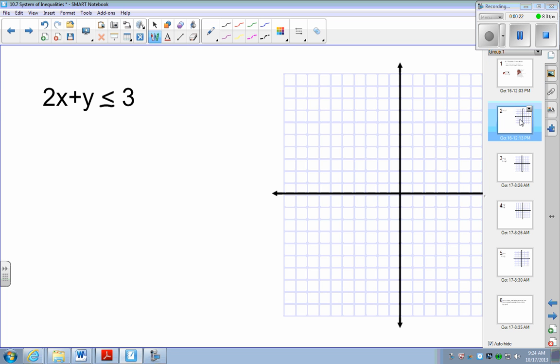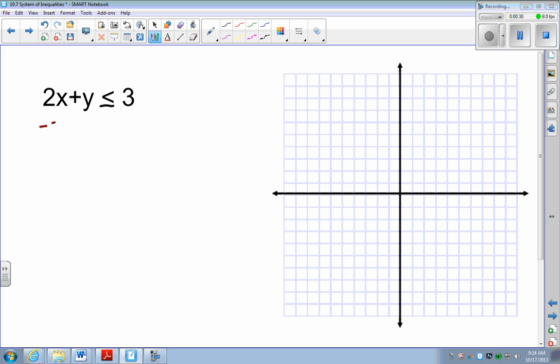So let's get started. Before we look at a system of inequalities, let's start off with a single inequality. First, let's get y by itself. Now y is less than or equal to -2x plus 3. Okay, so now let's graph the line of this. We have 3 as our y-intercept, and the slope is -2.